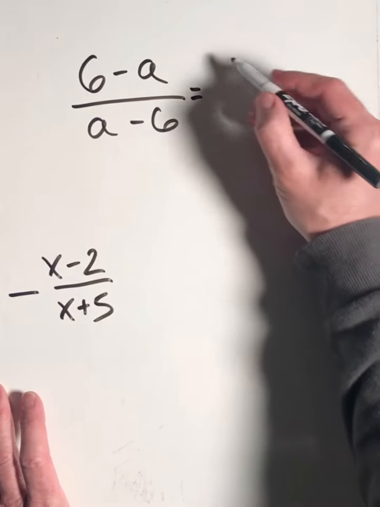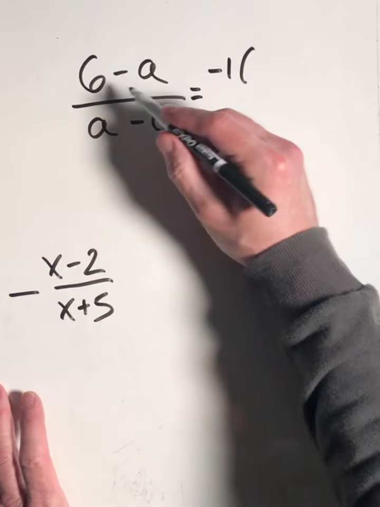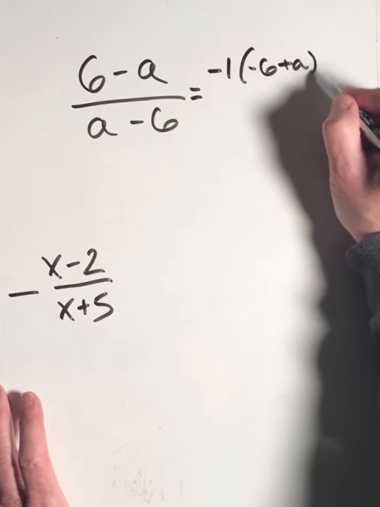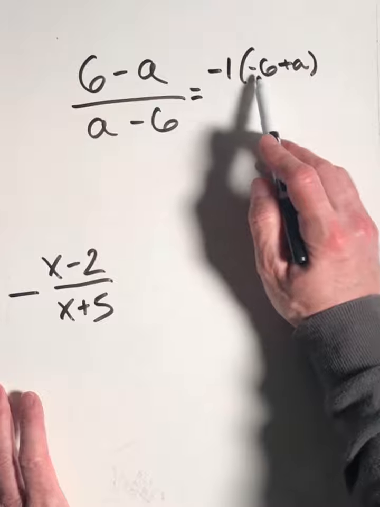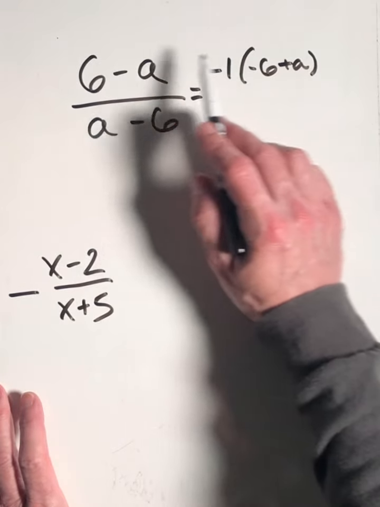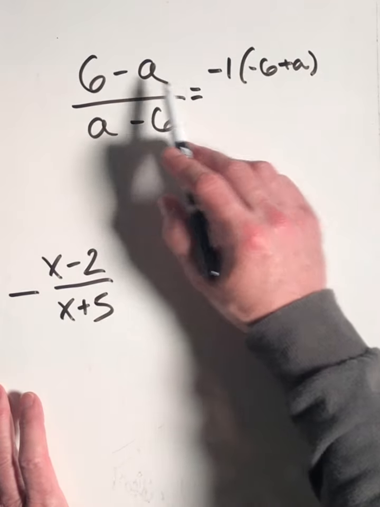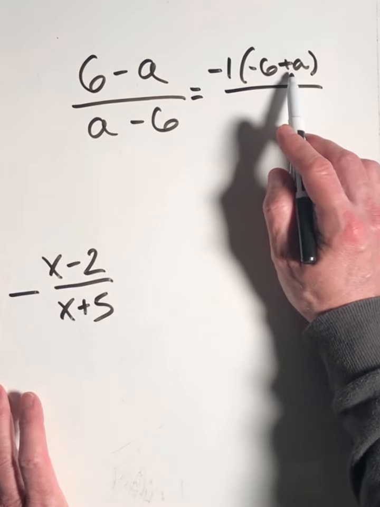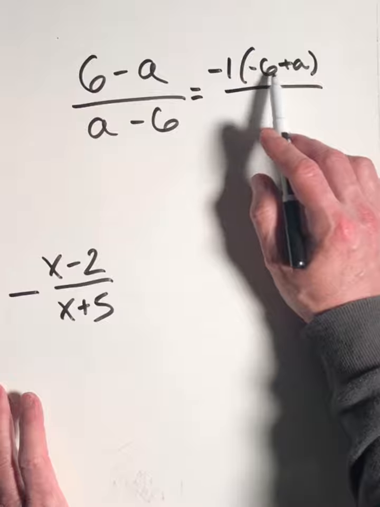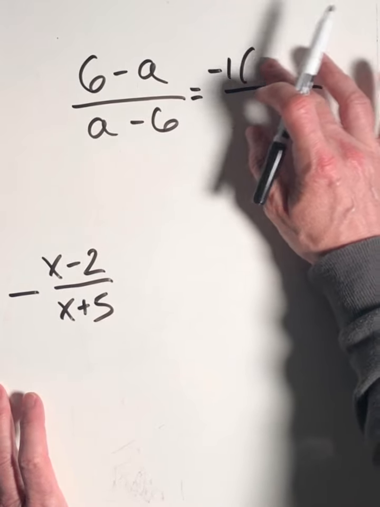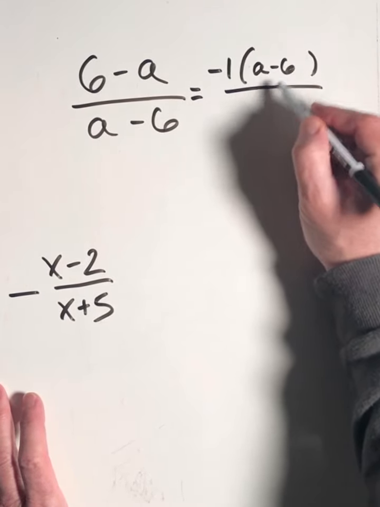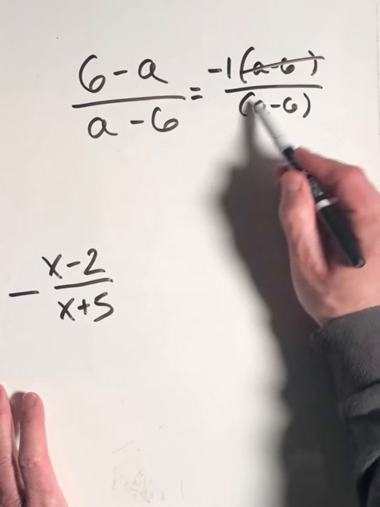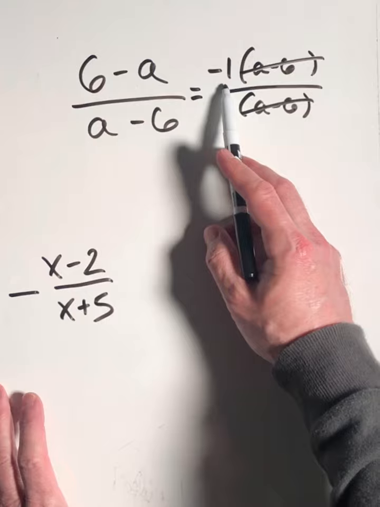So let's factor a -1 out of the top. This is really -1 times (-6 plus a). If I take -1 times -6, that's +6. And -1 times +a is -a. If I really want to look at it, I have -6 plus a, which I can rewrite as a minus 6. And that's exactly what I have in the denominator, so these cancel out. This expression is really equal to -1.